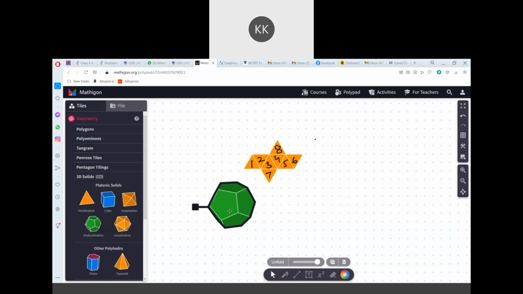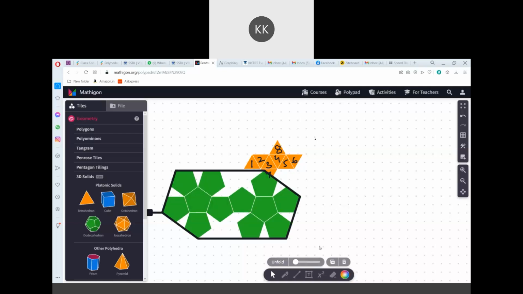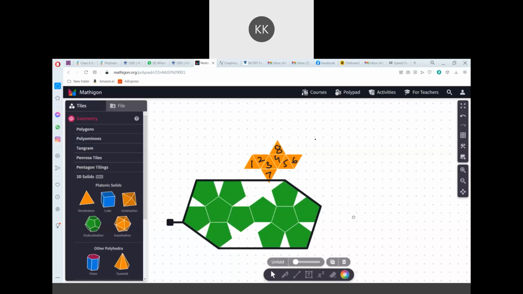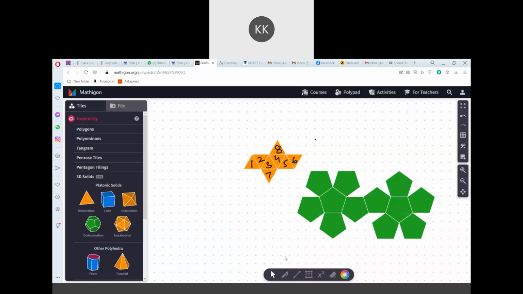Now if I take this decahedron, sorry, dodecahedron. Dodeca refers to 12. Let me open and show you. This has got 12 faces. In one there are 6 pentagons, and in the other one there are 6. So 12 pentagons. Yes, sir.